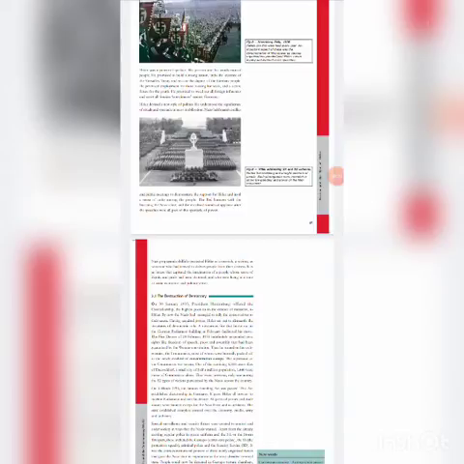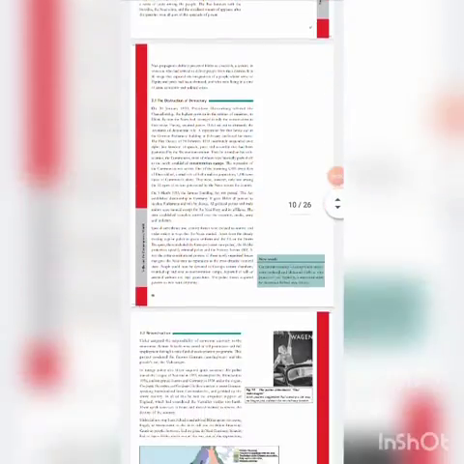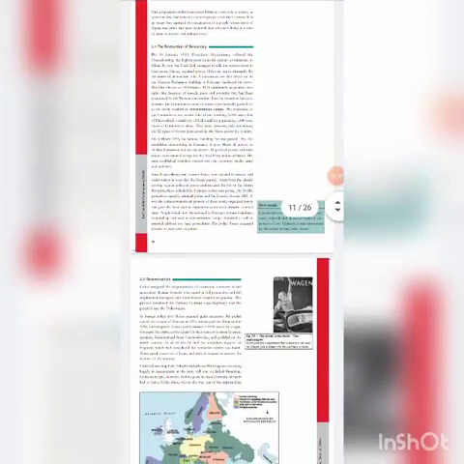Now, the destruction of democracy. President Hindenburg offered the chancellorship, the highest position in the cabinet of ministers, to Hitler on 30th January 1933. The fire decree of 28 February 1933 suspended civic rights like freedom of speech, press, and assembly that had been guaranteed by the Weimar Constitution.